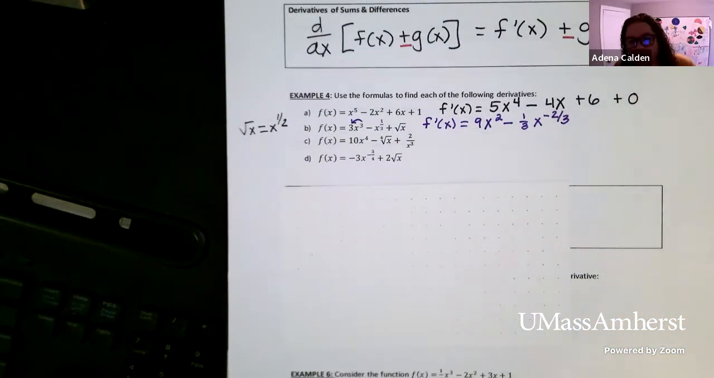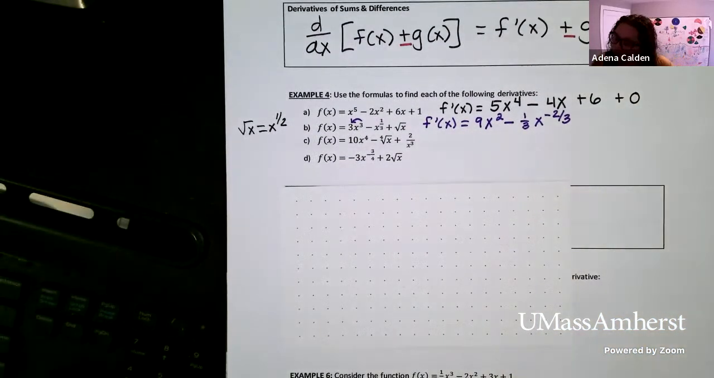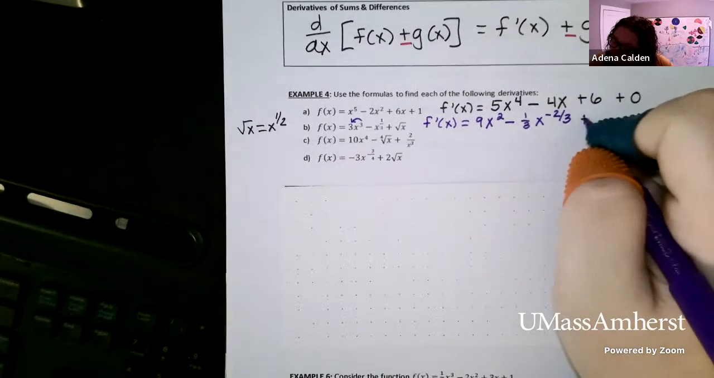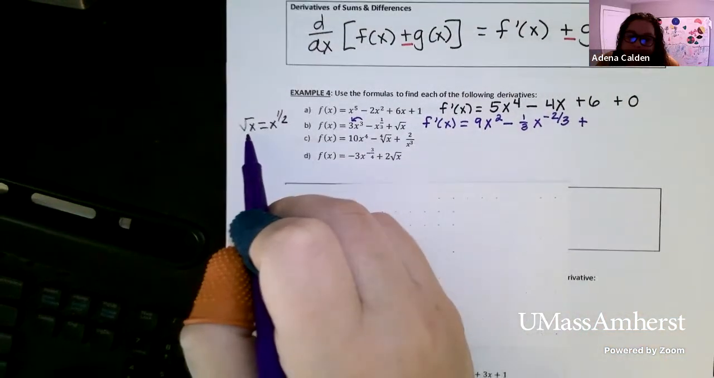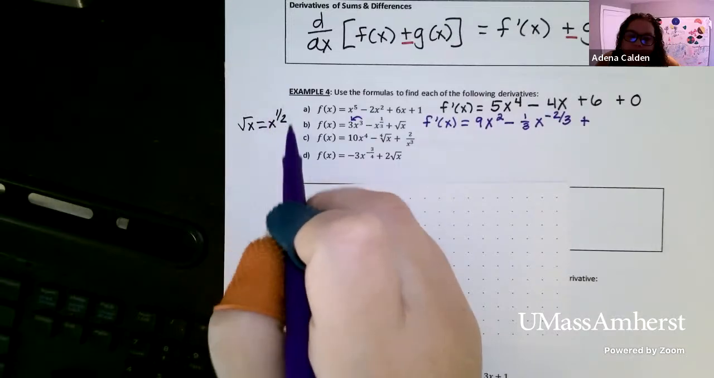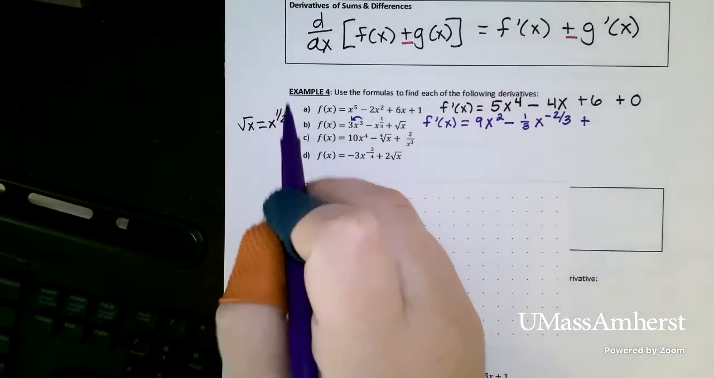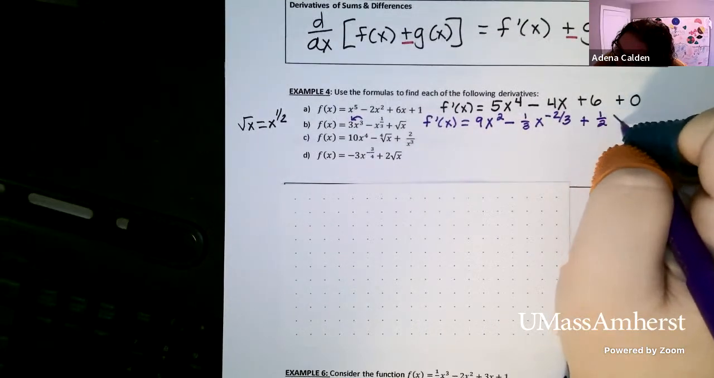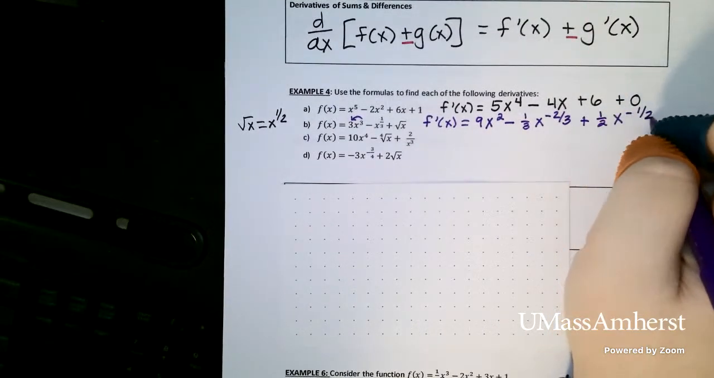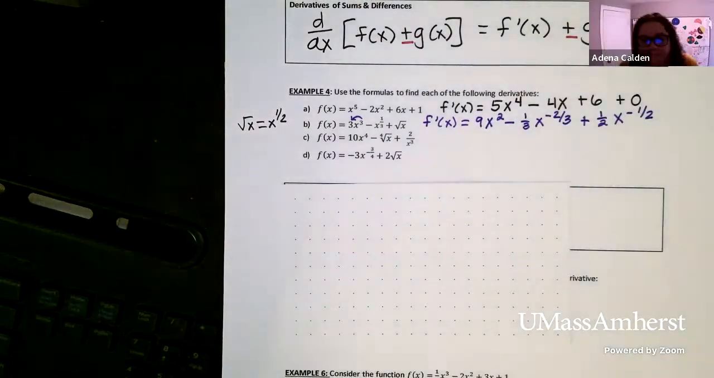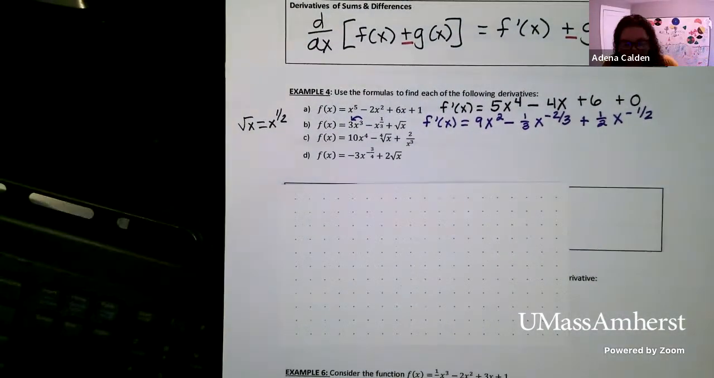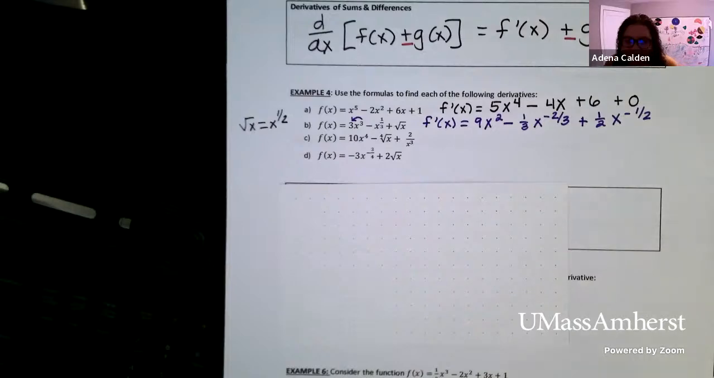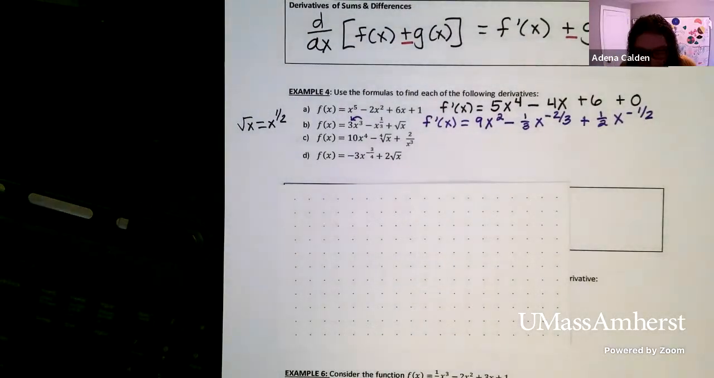So we get -2/3. And then finally, the last term was the square root of x. But in order to use my rule, I need to rewrite it as x to the 1/2. So that means the derivative is 1/2 x to the -1/2. Okay, we're not going to simplify these just because we don't have a lot of space. But again, the simplification rules that we talked about before could be applied here.